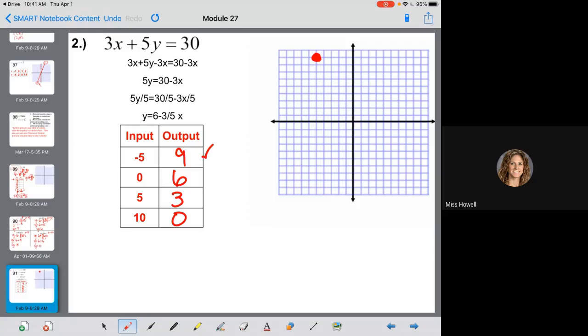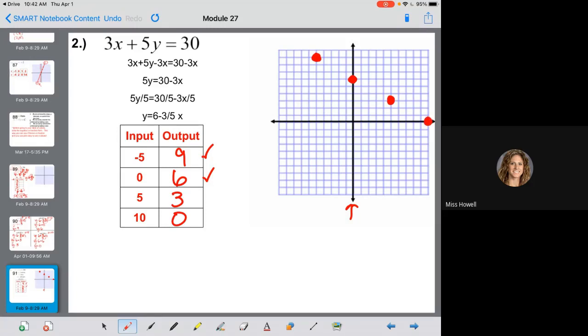(0, 6) is our y-intercept, so remember, that's going to be on the y-axis. Up 1, 2, 3, 4, 5, 6. Plot a point. Make sure you're in the right location. It's not (6, 0). Next, (5, 3): 1, 2, 3, 4, 5, up 1, 2, 3, puts us over here in quadrant 1. And (10, 0) would be go to the right 10, don't go up at all, right on your x-axis.